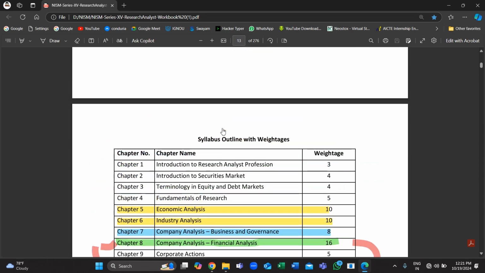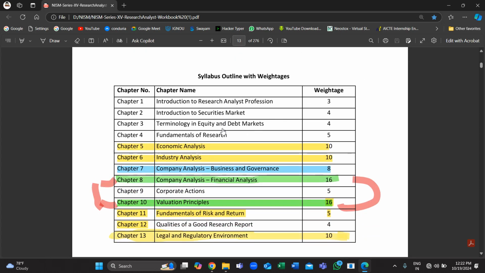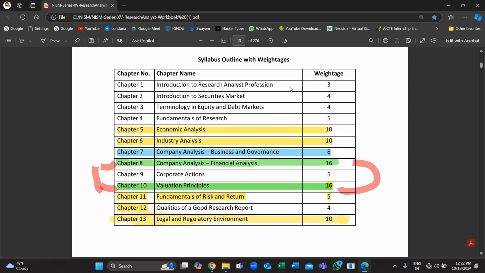If you see here, the syllabus outline with weightages. We have a total of 13 chapters, and I just highlighted the important chapters. The most important chapters are the 8th and 10th. The 8th chapter carries 16 questions and the 10th chapter contains 16 questions, so 32 questions. If you prepare these 2 chapters well, you can answer 32 questions.